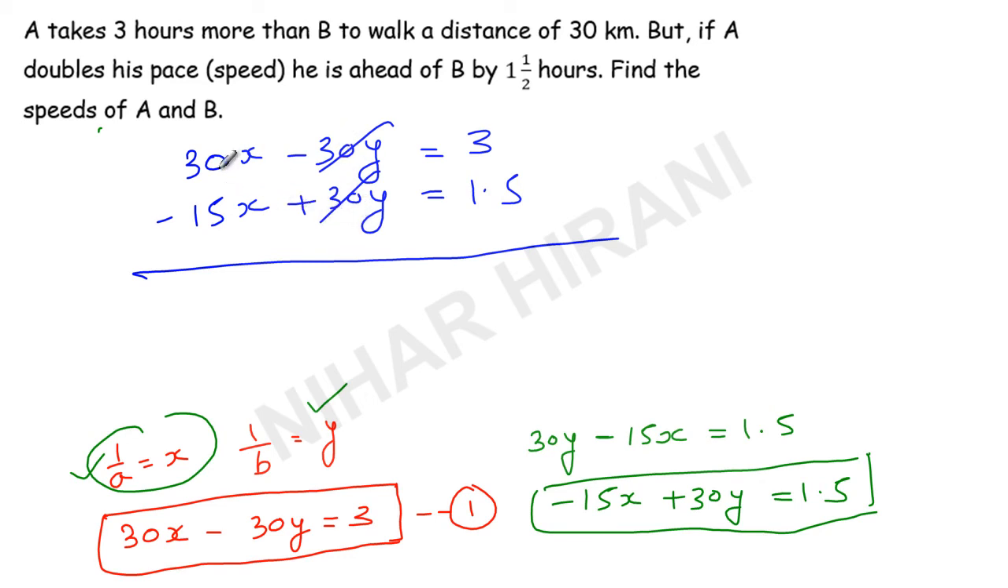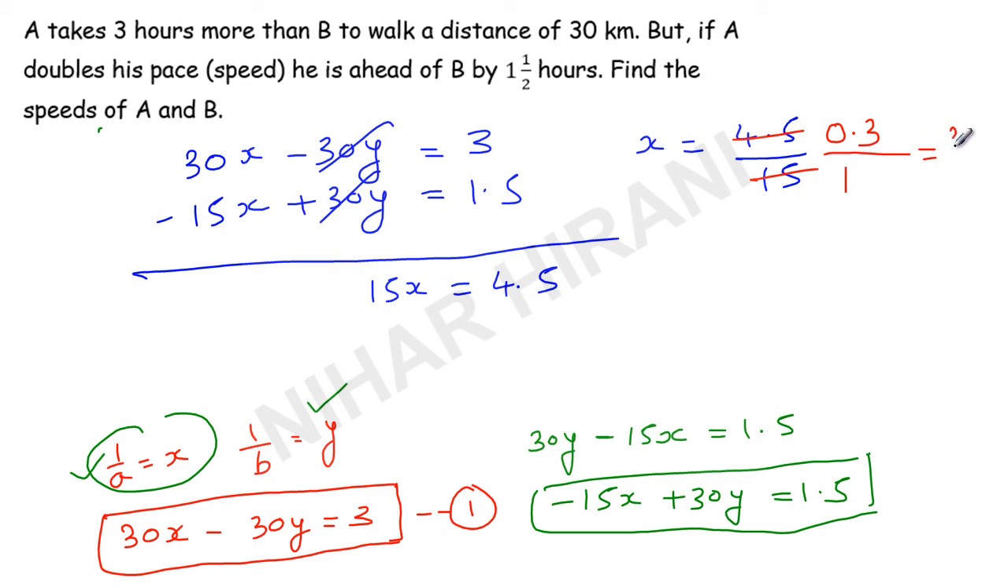So 30 minus 15 is 15, so that is 15x is equal to 4.5, and now x is equal to 4.5 over 15. Now we can simplify both by 15. 15 times 1 is 15. 15 times 3, but we cannot say 3, we will say 0.3 because of this decimal point. So 0.3 over 1, and we can say that is 3 over 10. That is the value of x.